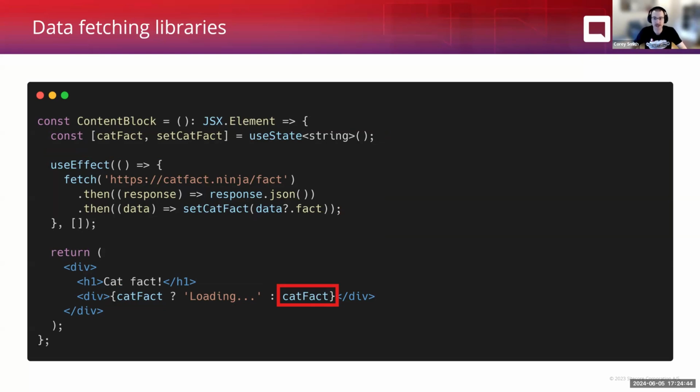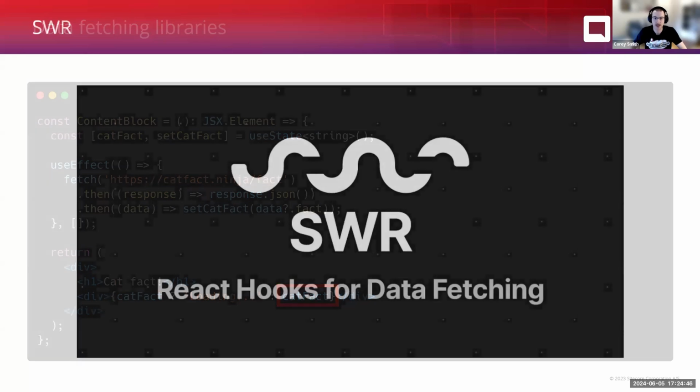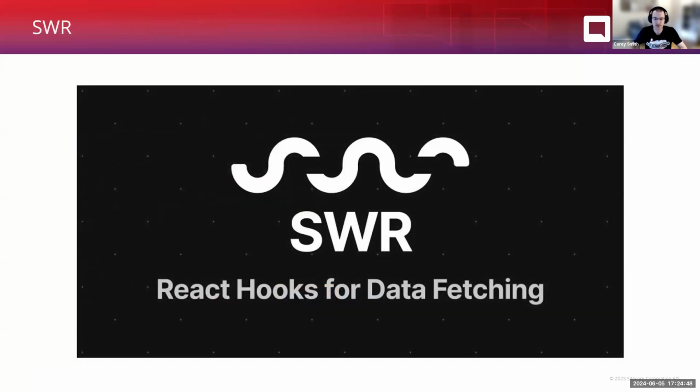And so there's a really nice library called SWR that makes this a lot simpler. SWR stands for stale-while-revalidate. And this is a library that's developed by Vercel. So that's the same team that makes Next.js, so it integrates really nicely with Next.js applications.